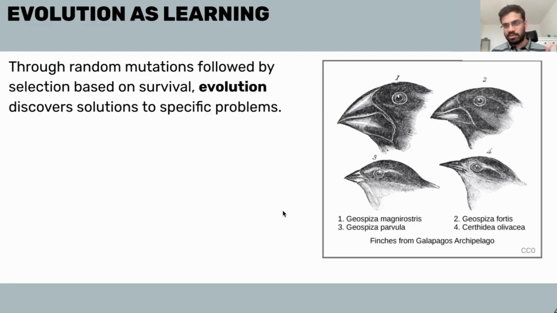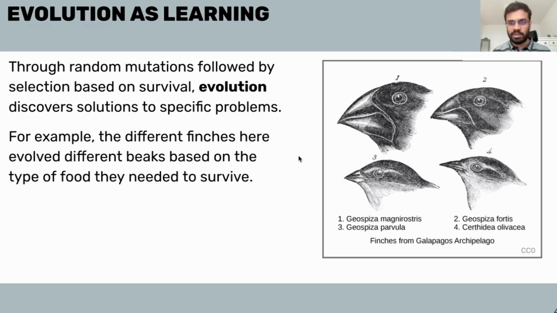In evolution, as you know, we have random mutations followed by selection based on survival. And just by doing this, evolution ends up discovering solutions to specific problems. For example, Darwin's finches, you probably have heard about it, where he found on the Galapagos Islands finches with different beaks, and he realized that these different beaks evolved depending on the food they need to survive.